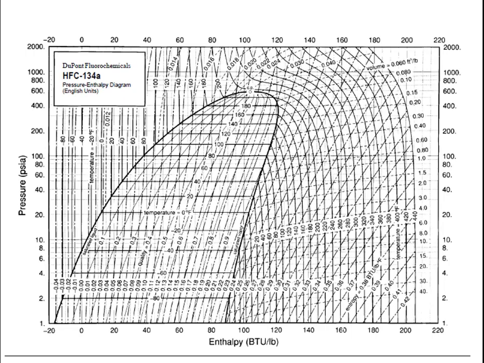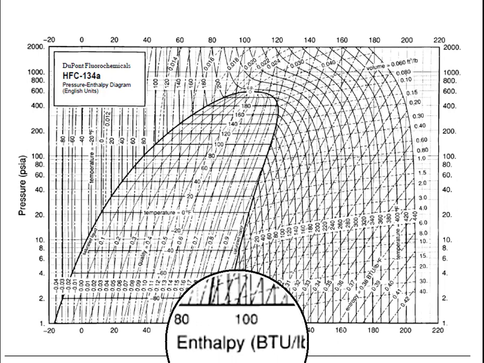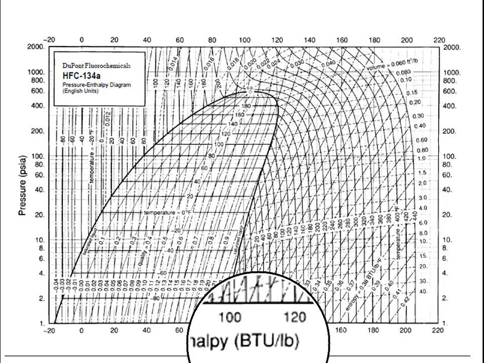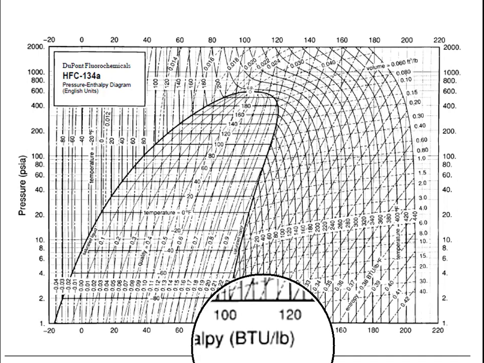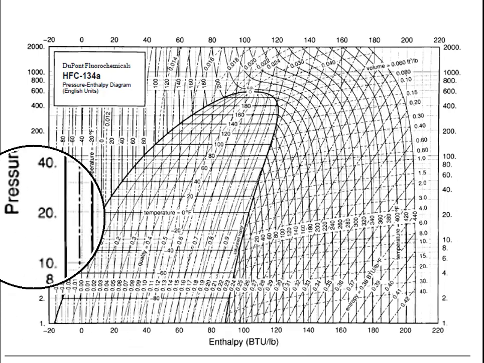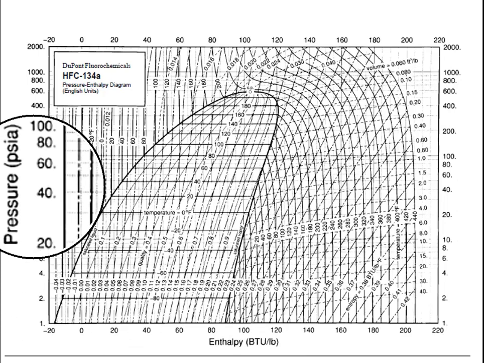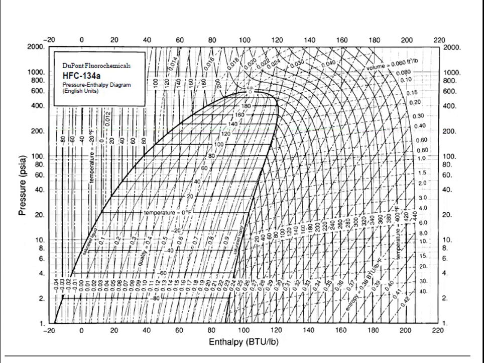So we'll start with our pH diagram. Here we have to make sure that we're taking a diagram that's using imperial units. My enthalpy is given in BTU per pound mass, and our pressure is given in pounds per square inch. A refers to absolute.